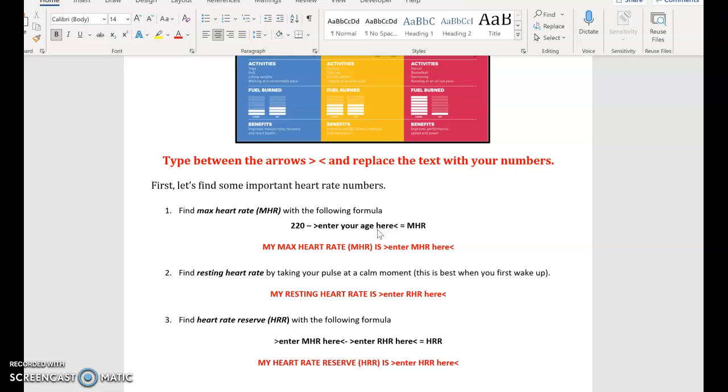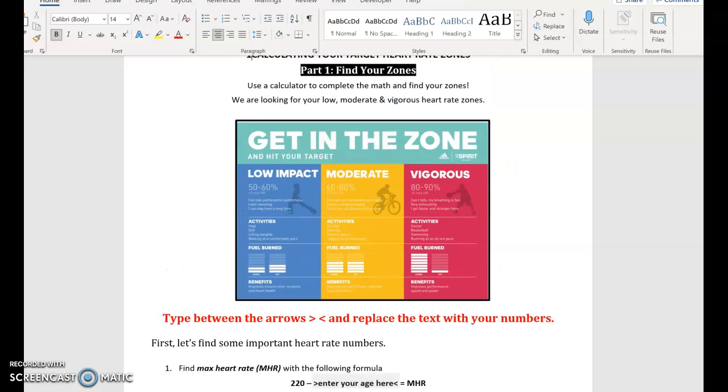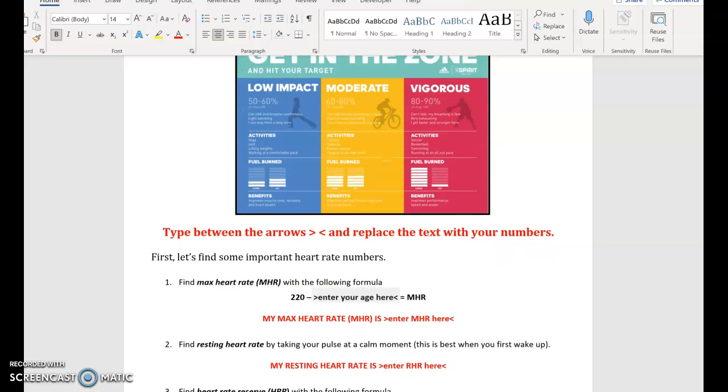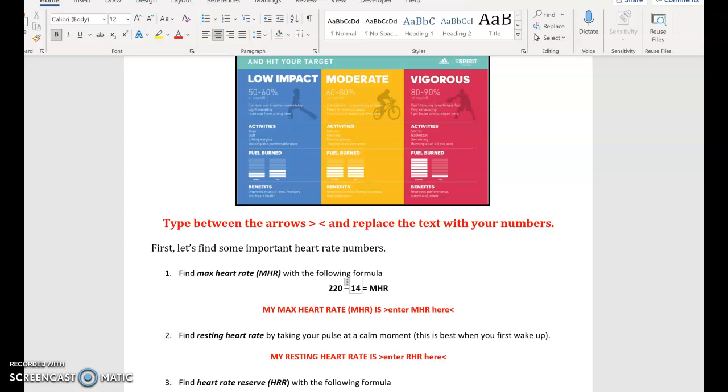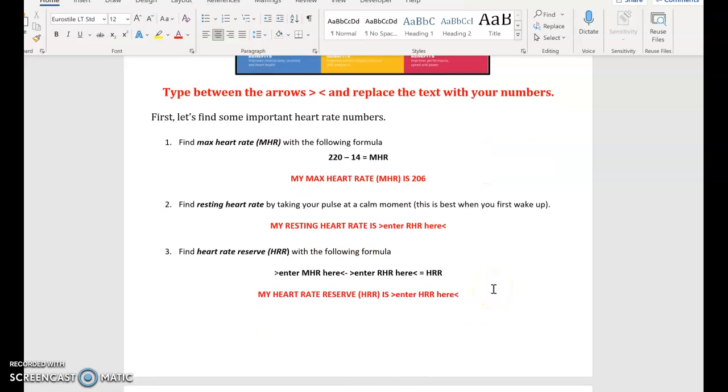Now I'm going to use an example of a 14-year-old. So I will click between the arrows and you'll see when I type 14, it takes place of the text. So now it's showing me 220 minus 14 equals my MHR or max heart rate. So 220 minus 14 is going to equal 206. Here in the red, to make things more simple, we're going to move down a line. My max heart rate is 206. All right, moving on.